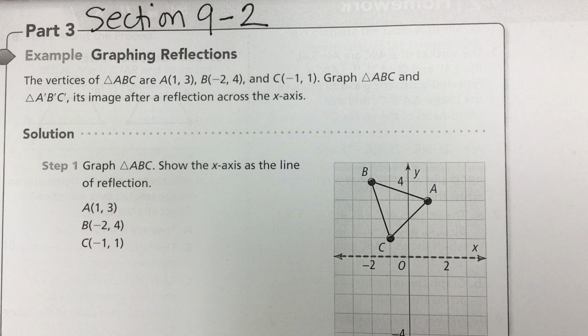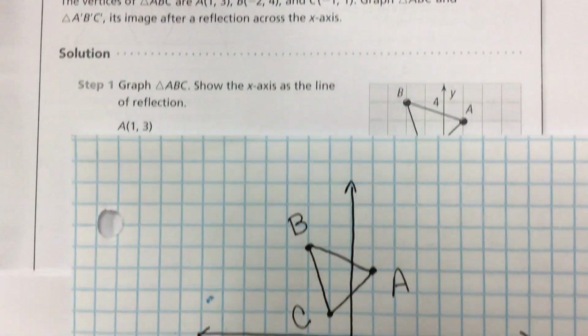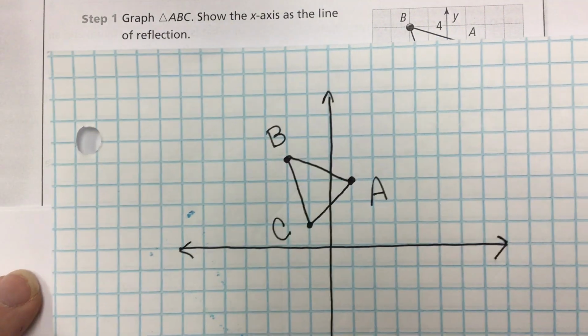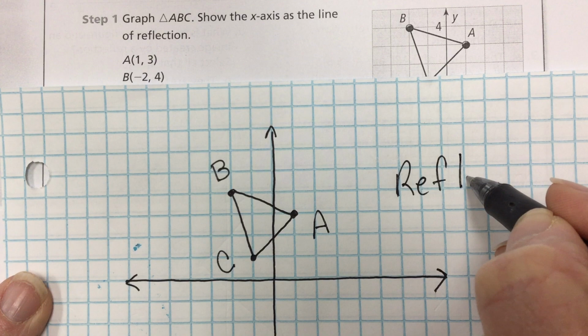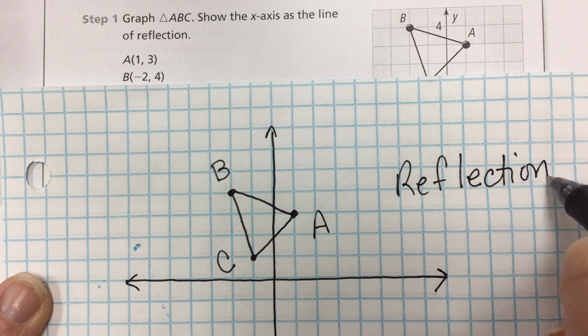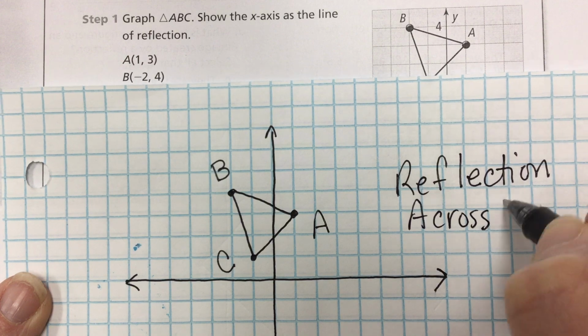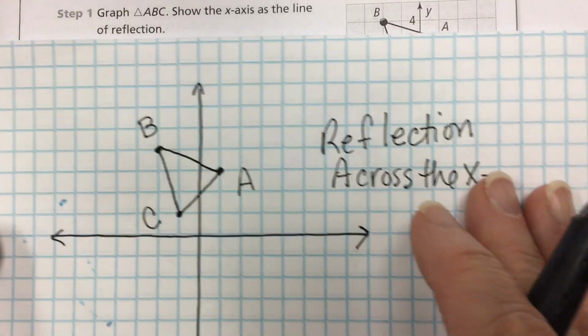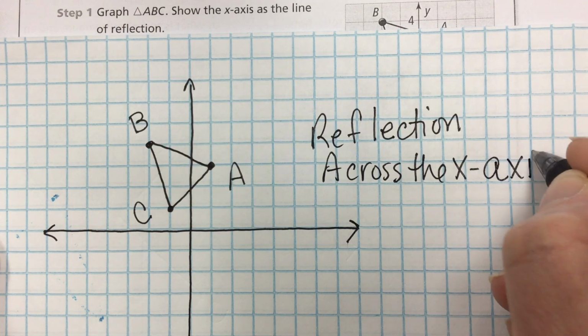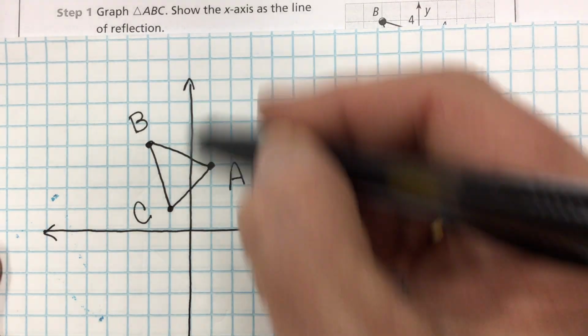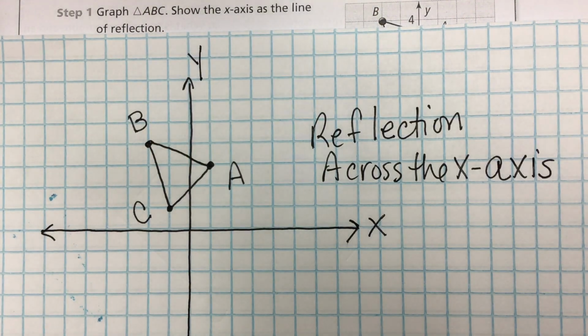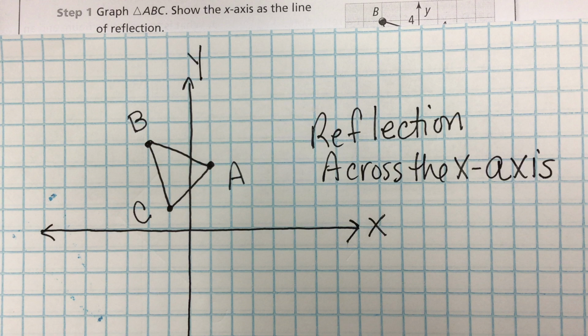Okay? So here, I've graphed it on a sheet of graphing paper, triangle ABC. And we're going to reflect it. It says to graph the image after a reflection across the x-axis. This is your x-axis, your horizontal line. This is your y-axis. In the last two examples, we were reflecting the triangles and rectangles across the y-axis. This time I'm reflecting the triangle across the x-axis.